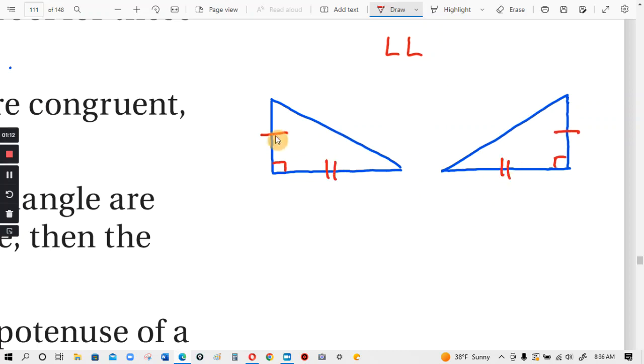So now we have leg, leg, leg, leg. But these are both right triangles, so really these are congruent by side, angle, side. The angle is in between the two congruent sides. So leg-leg is actually just the same as side-angle-side. The only thing is that the angle is a right angle, but it's the same thing. So that's why I would prefer not to learn an additional theorem and just use side-angle-side.